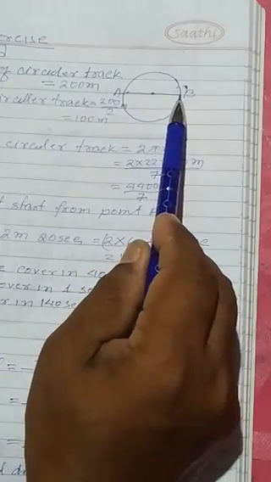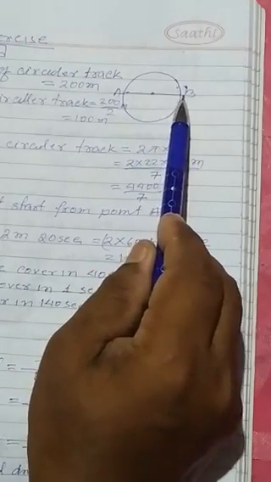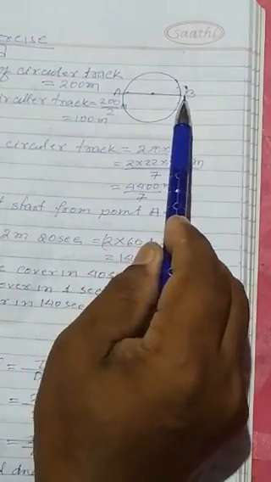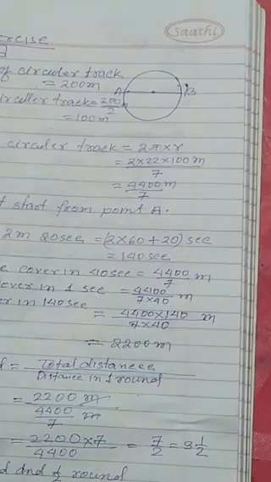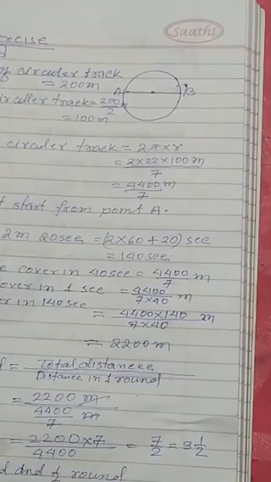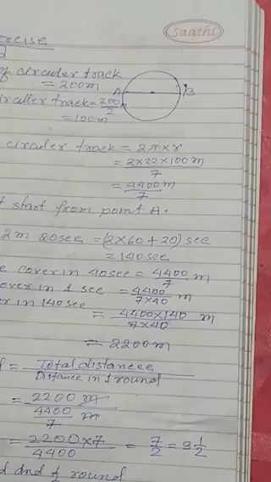So it is a semicircle, and this is the position. So the displacement is AB. AB is the diameter, 200. So the displacement of the athlete is 200 meters.